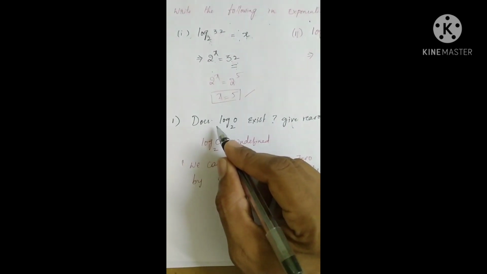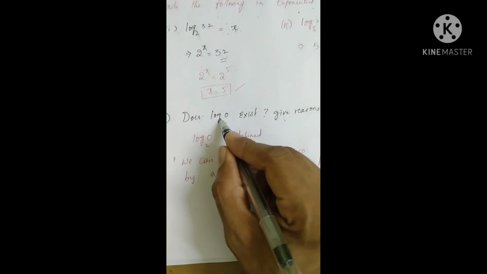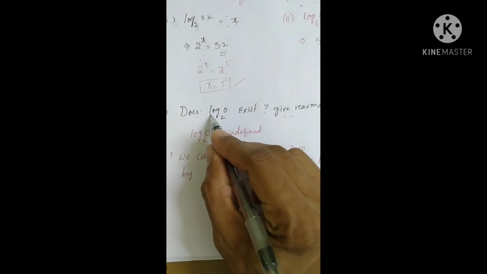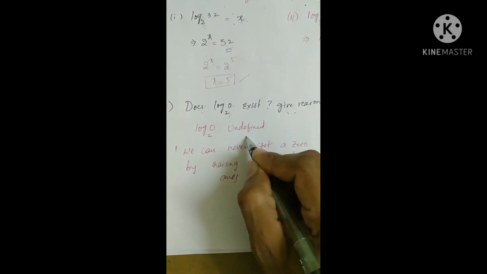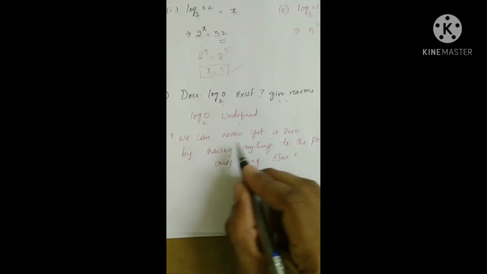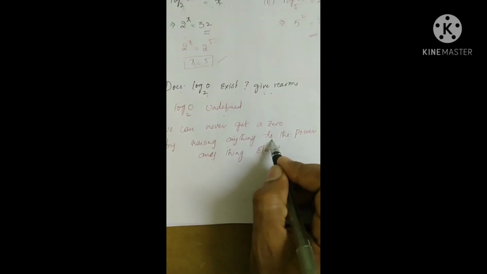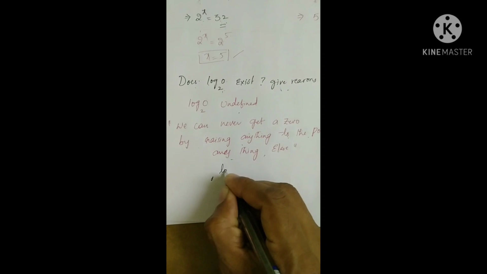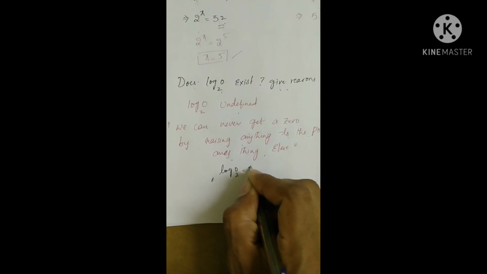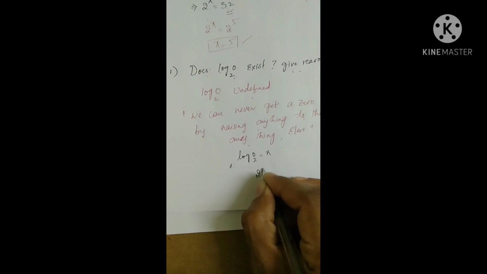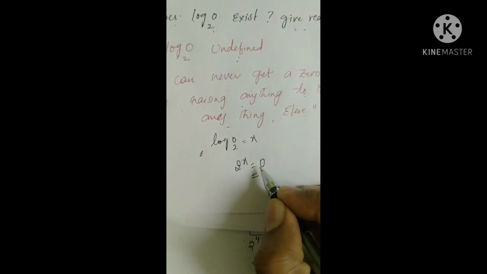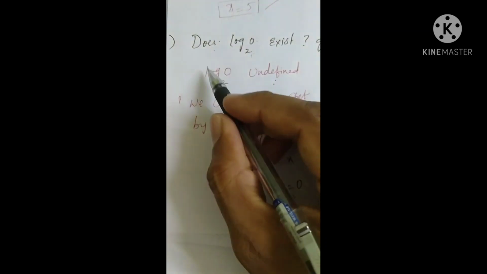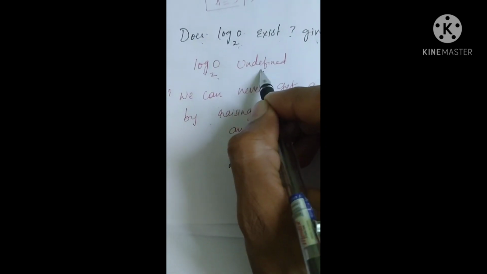Next question. Think and discuss. Does log 0 base 2 exist? Give reasons. So here log 0 base 2 is a undefined number. Why? Because we can never get a 0 by raising anything to the power anything else. Here let's take log 0 base 2 is equals to x. So 2 power x is equals to 0. Here x is a undefined number. That's why log 0 base 2 is a undefined number.